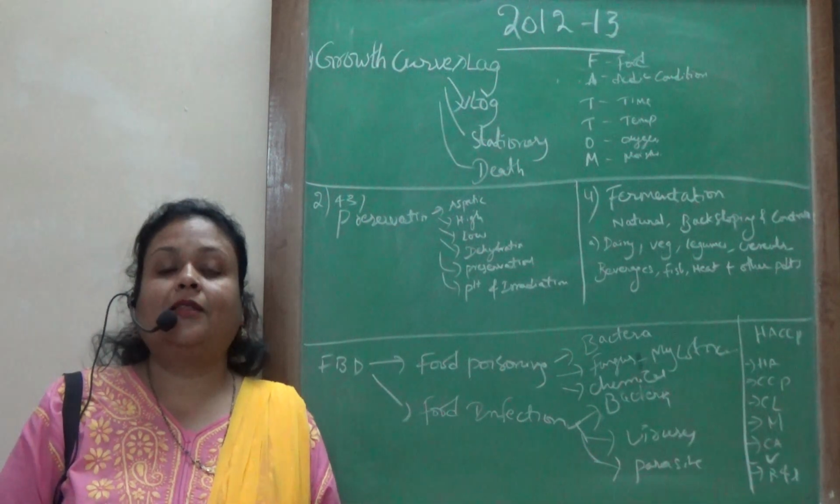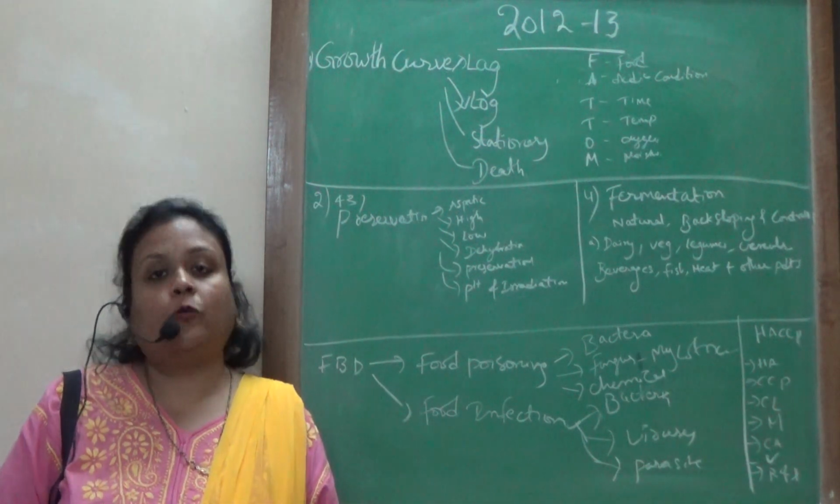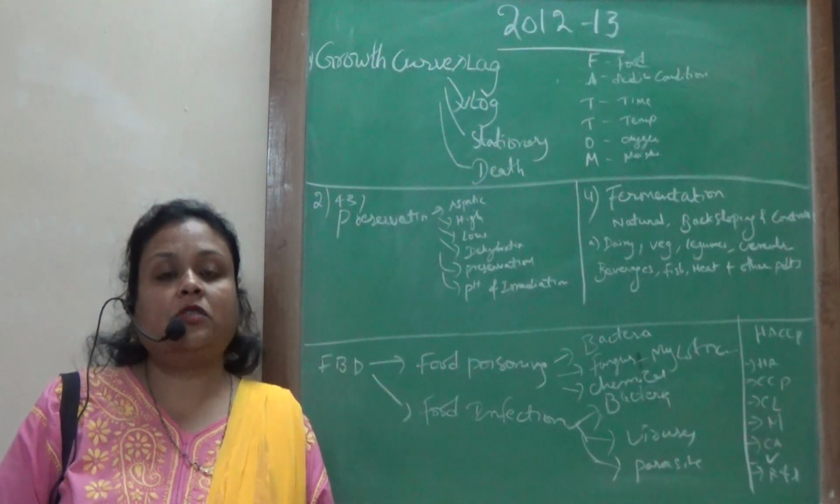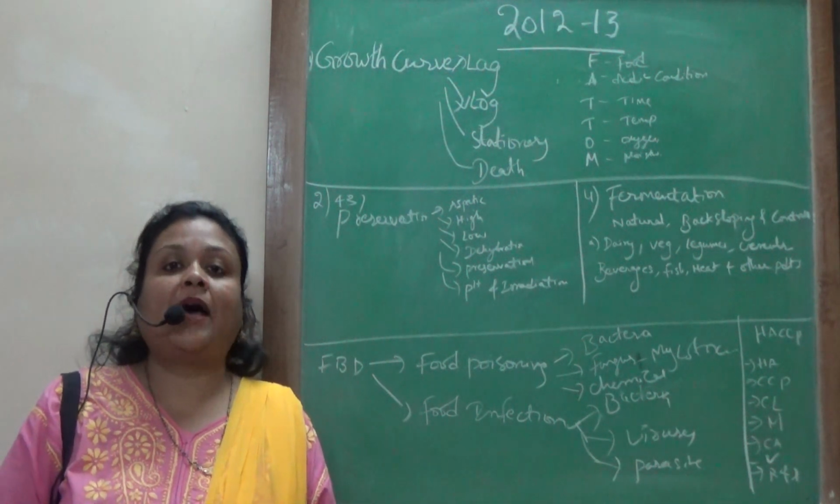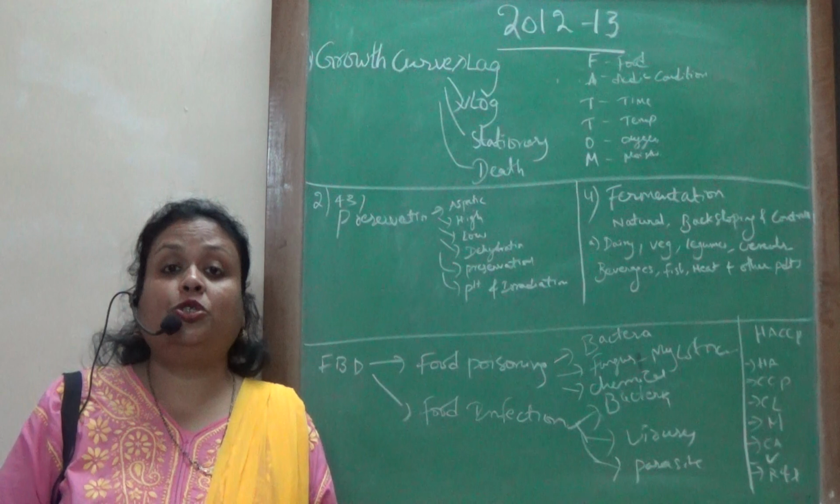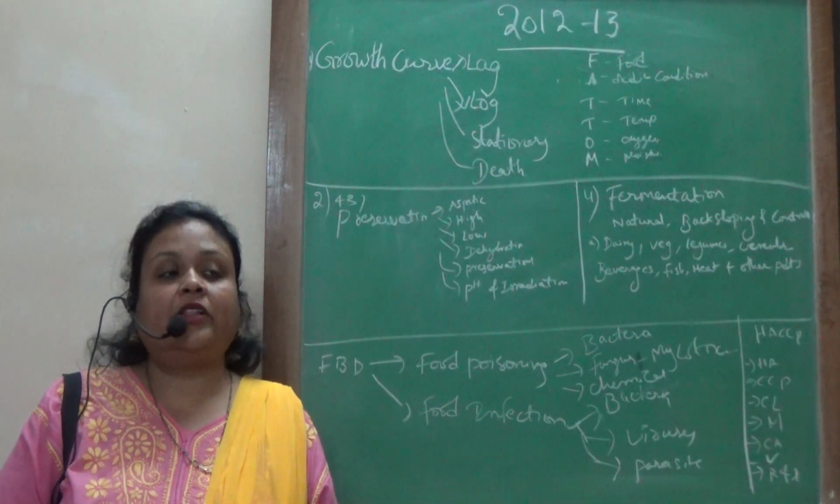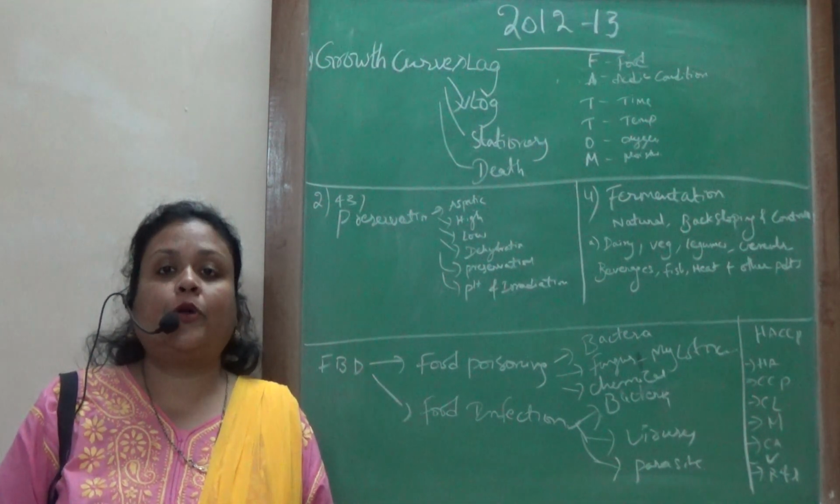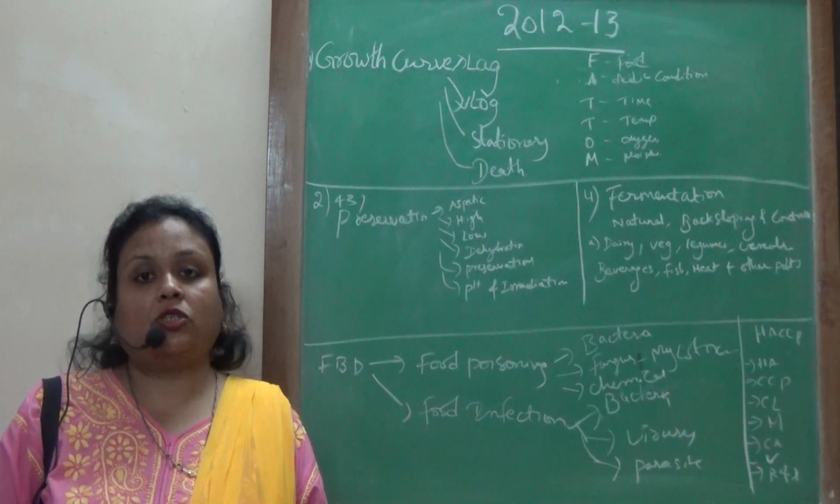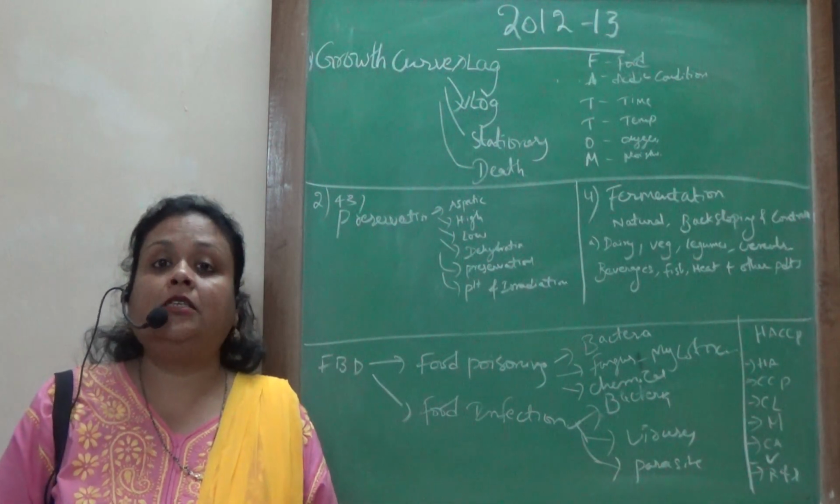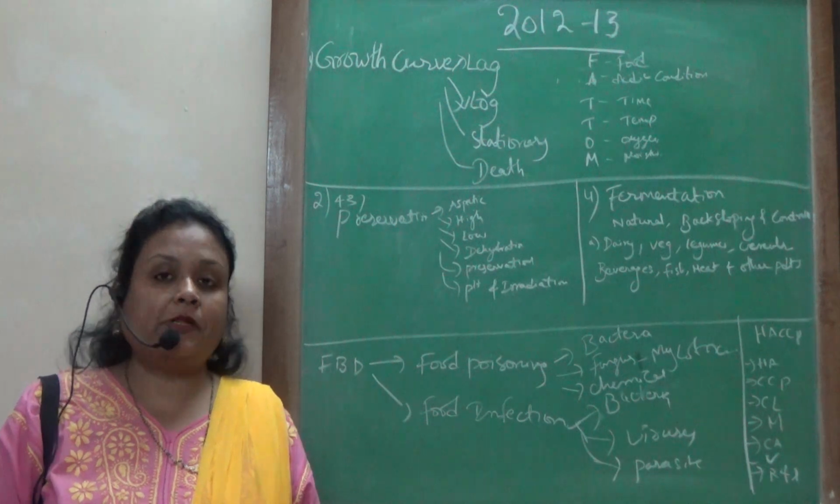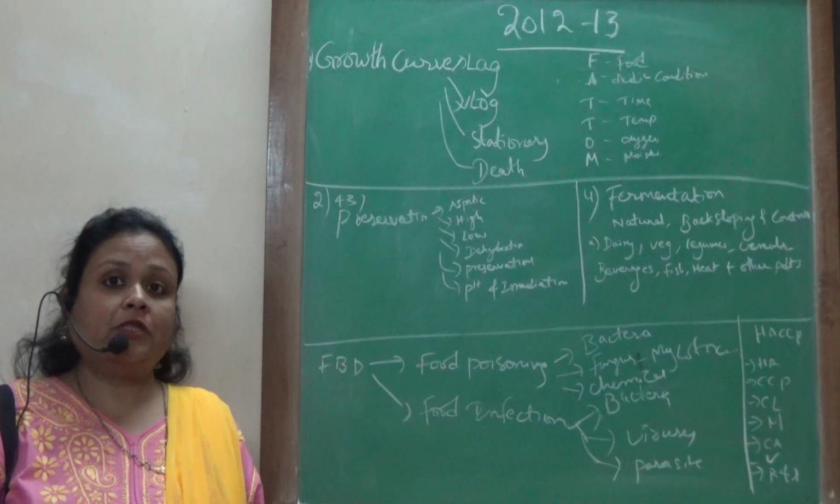Now, talking about HACCP, we'll start off with the prerequisite programs. There are two prerequisite programs in HACCP. One is GMP, Good Manufacturing Practices. There are 3 GMPs. And SSOP, that is Sanitary Standards Operating Procedures. There are 8 SSOPs which we are going to explain in detail. Talking about the principles of HACCP, there are 7 principles of HACCP.